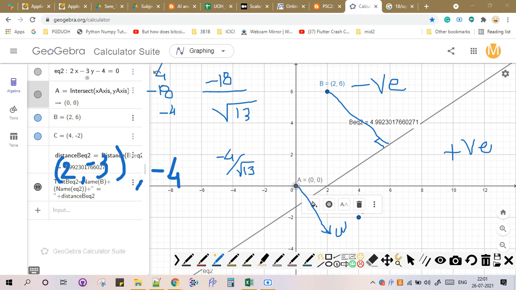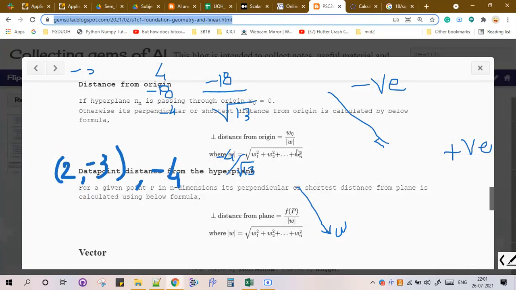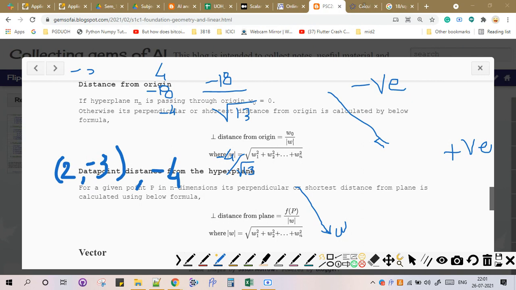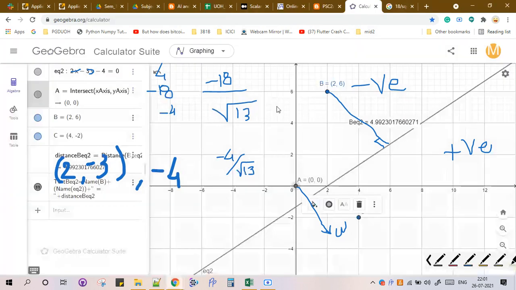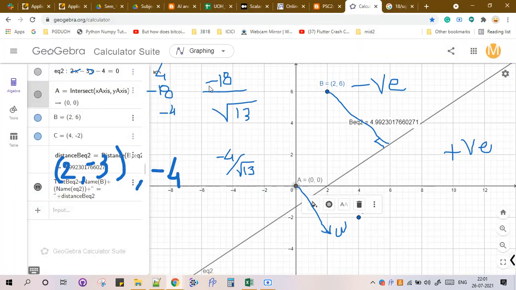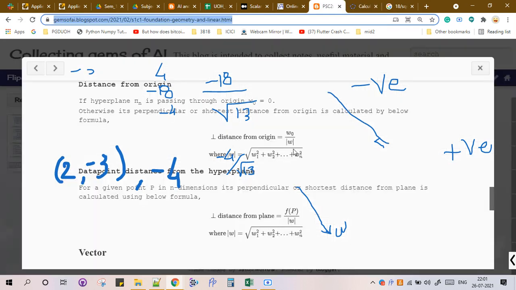Because x is 0, y is 0, this term would be 0 and this term would be 0. That's why we have w0 divided by mod w. You have to add the coefficient for the intercept also under the root, right? Under the root of 2 squared plus 3 squared plus 4 squared, right? No, no, no. It's mod w, not this intercept term. Just up to wn squared we have, not w0.